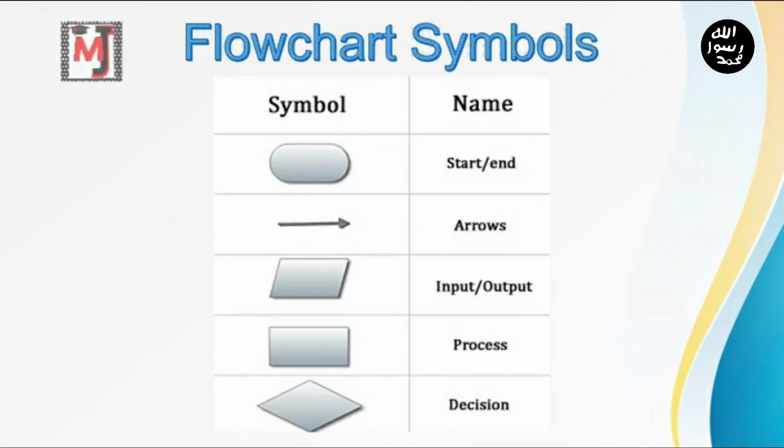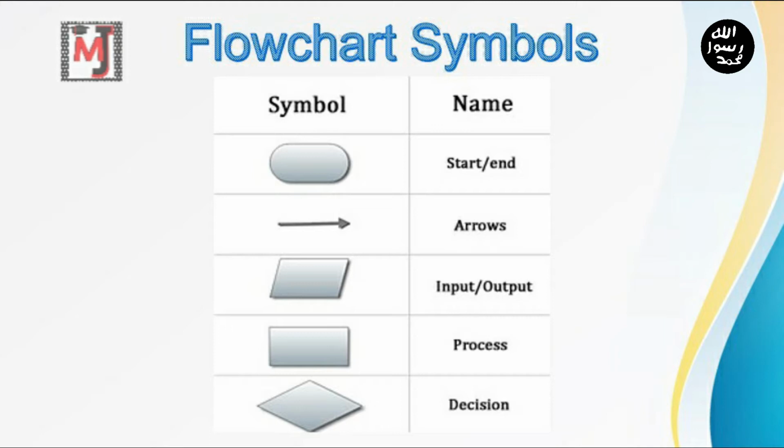Now we will discuss some of the major symbols that are used in making the flowchart. So first symbol is for start end. An oval represents a start or end point. Then second, arrows. A line is a connector that shows relationships between the representative shapes. Third, input and output. A parallelogram represents input or output. Process. A rectangle represents a process. Decision. A diamond indicates a decision.